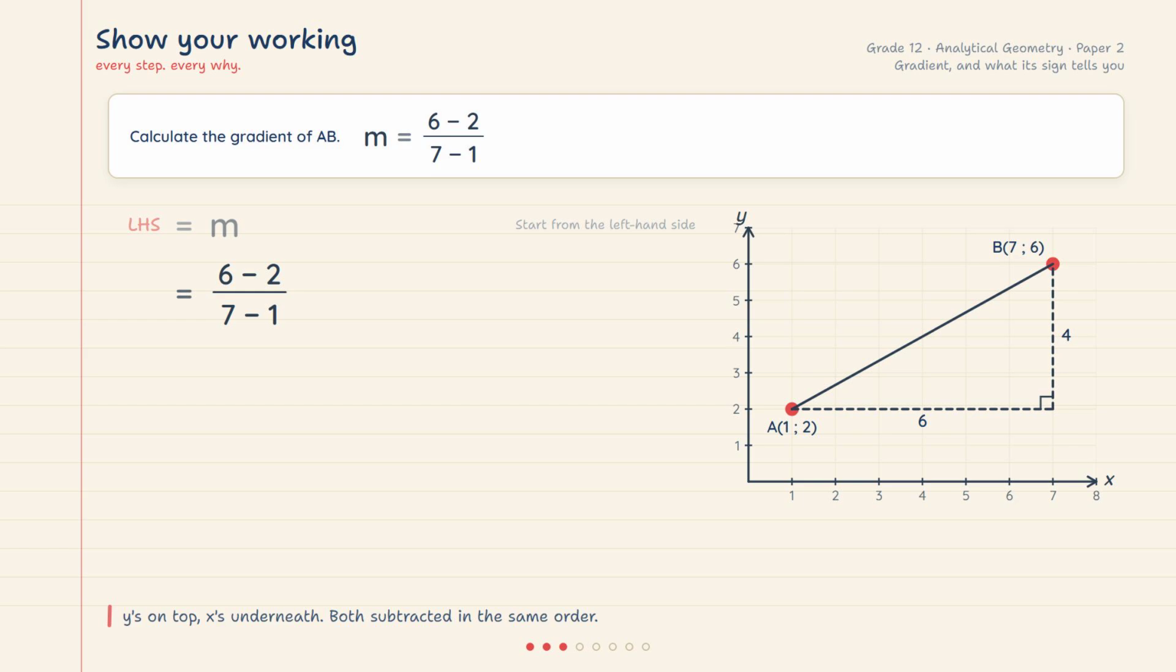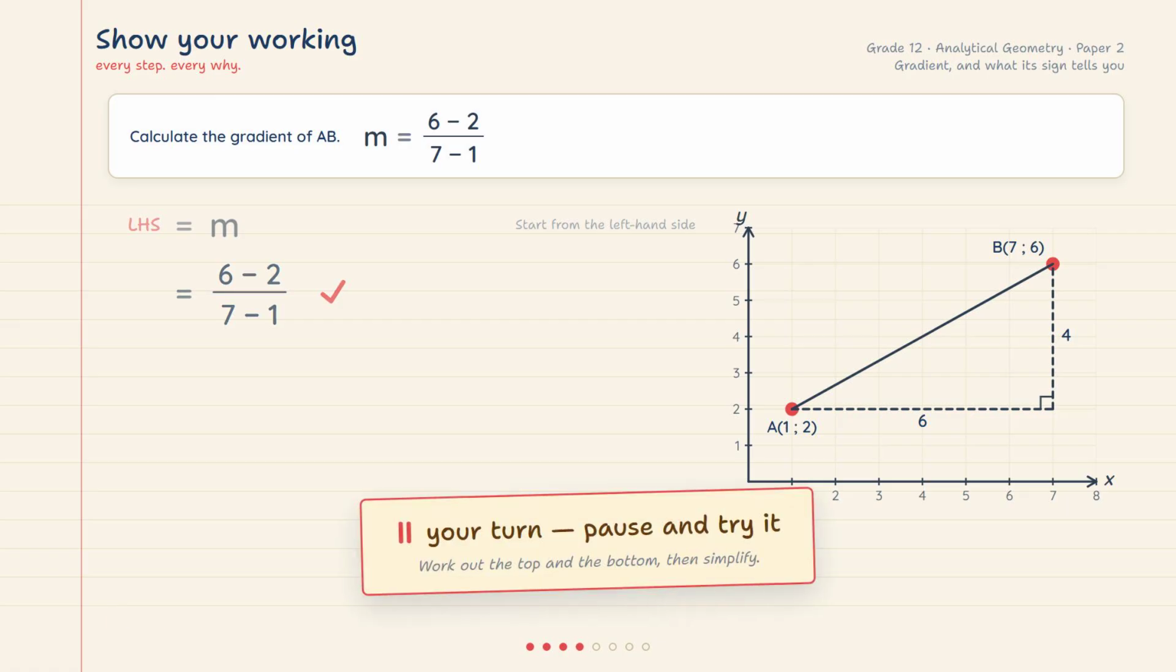That is the single thing to get right in this formula, and it is the single thing most people get wrong. Finish it. Work out the top, work out the bottom, and then look at whether the fraction simplifies. Pause the video now and write down the gradient in its simplest form.